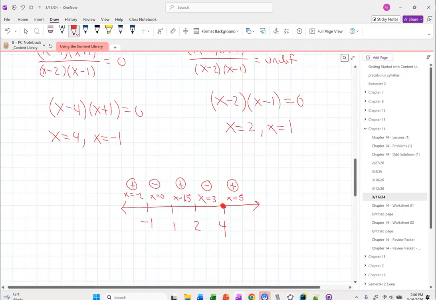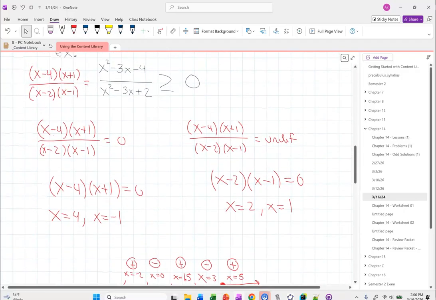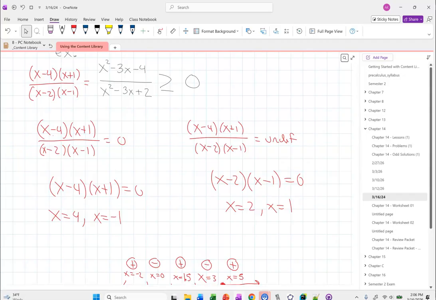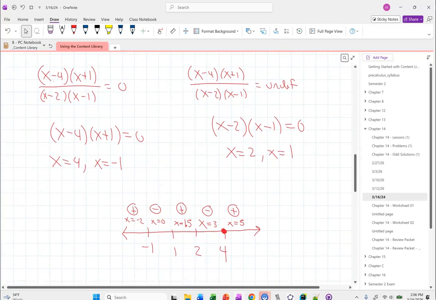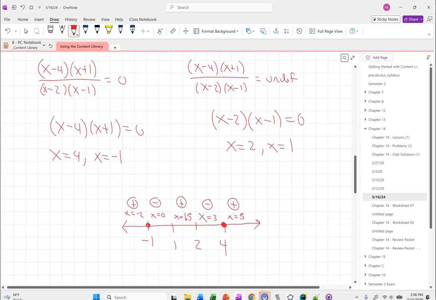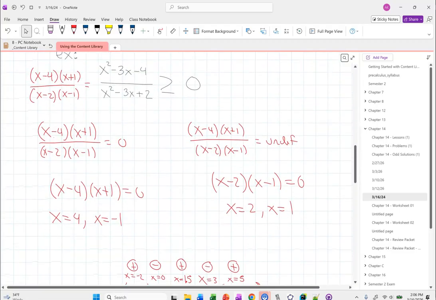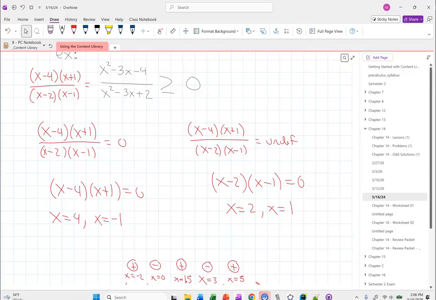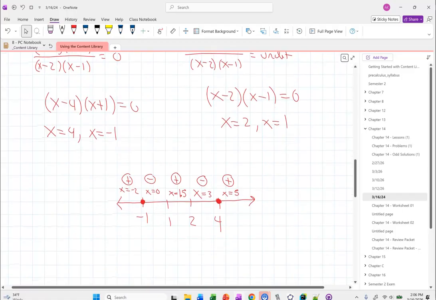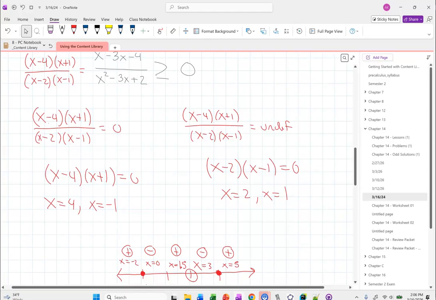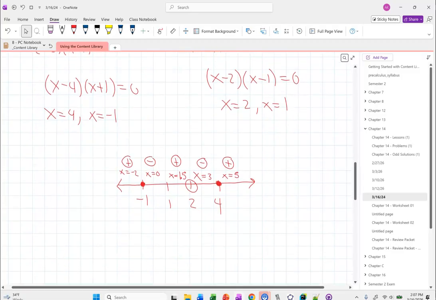If I plug -1 in, I'm going to get 0, and 0 is greater than or equal to 0. So what do I put at -1? Closed. Now if I plug in 2, I get undefined. Is undefined greater than or equal to 0? No. So what do I put at 2 then? Open. If I plug in 1, I get undefined. Is undefined greater than or equal to 0? No. Open. So we get another open.